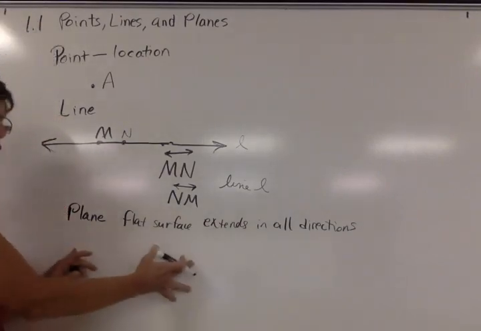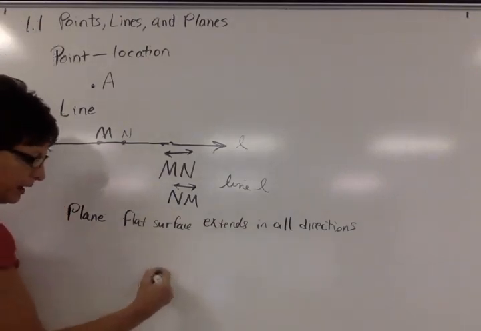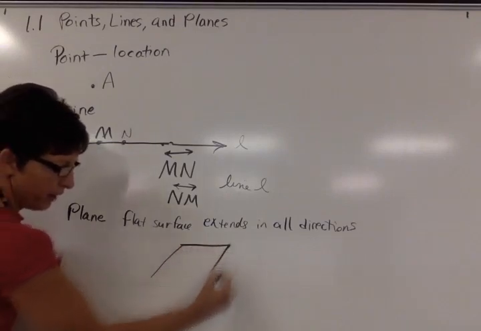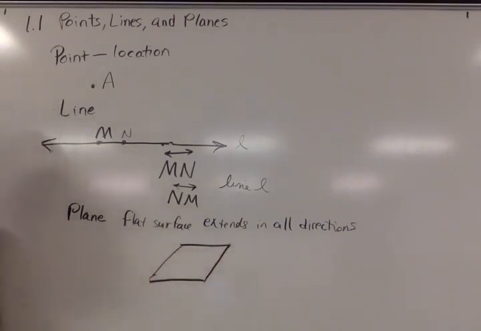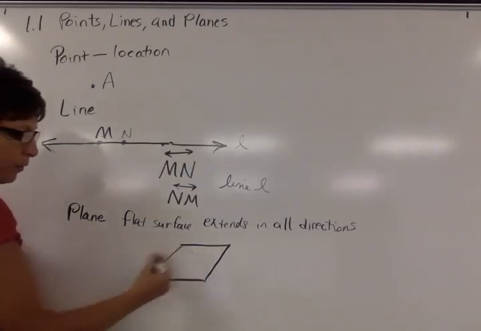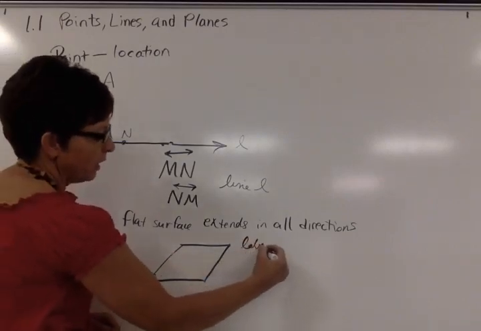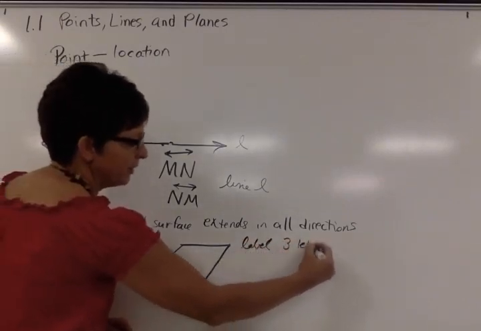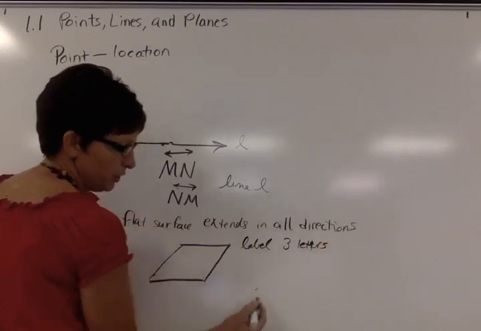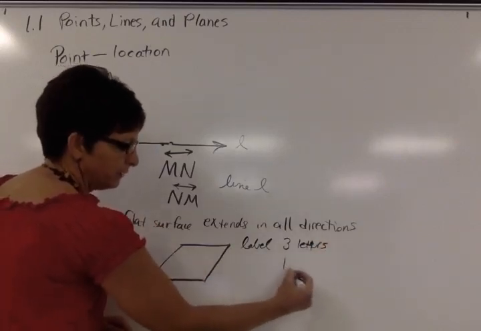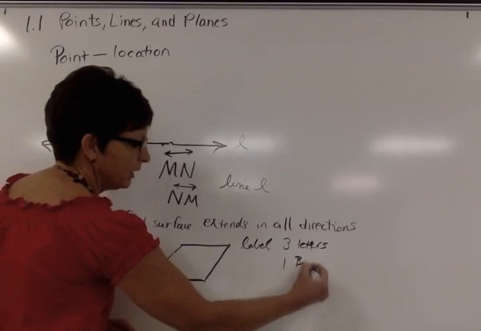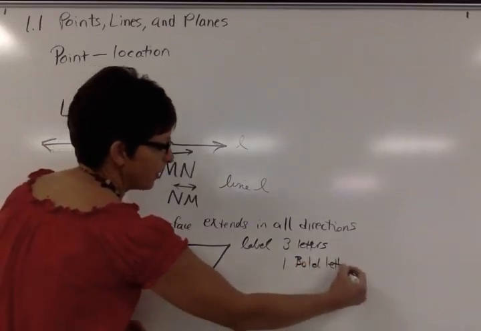When we're trying to draw a flat surface or draw a plane, obviously we can't draw that it goes on forever. So we usually draw it as a four-sided shape, but we have to know that it extends in all directions. When we label it, we'll usually label it with 3 letters, or we'll use 1 bold letter in the corner.